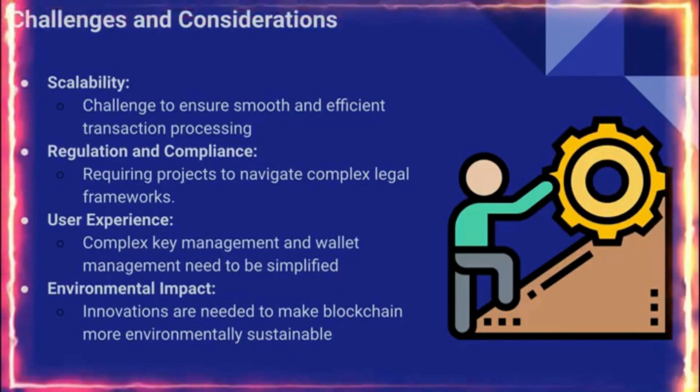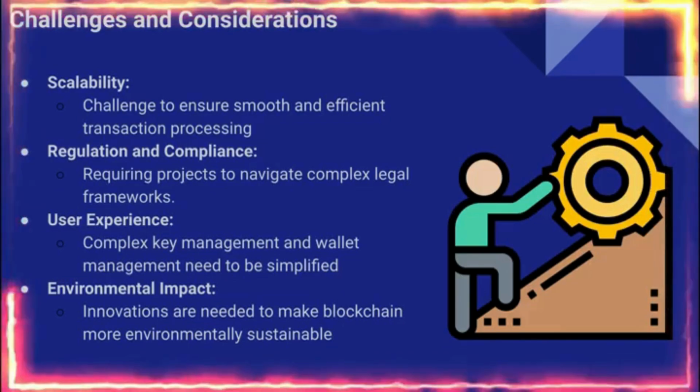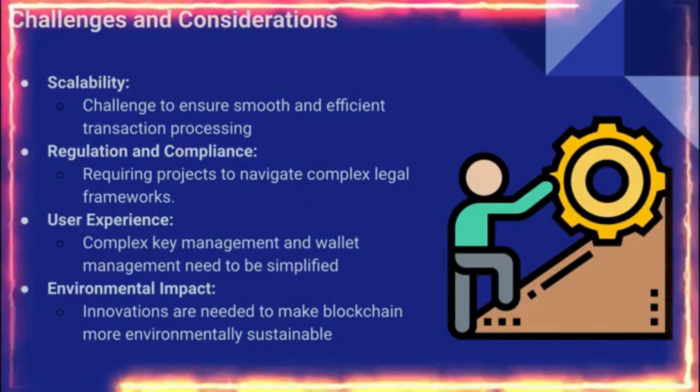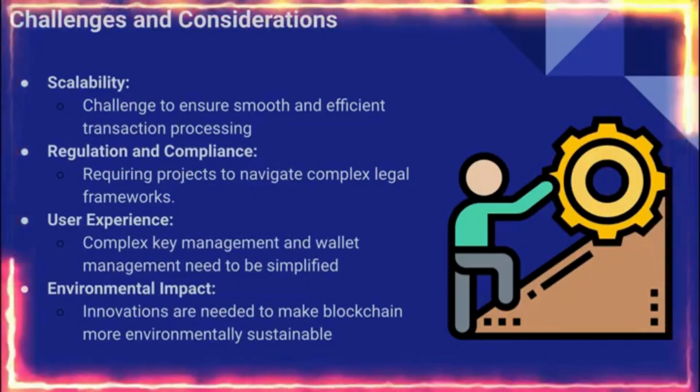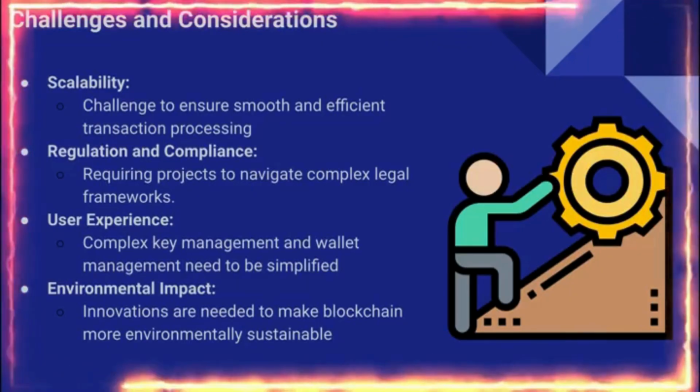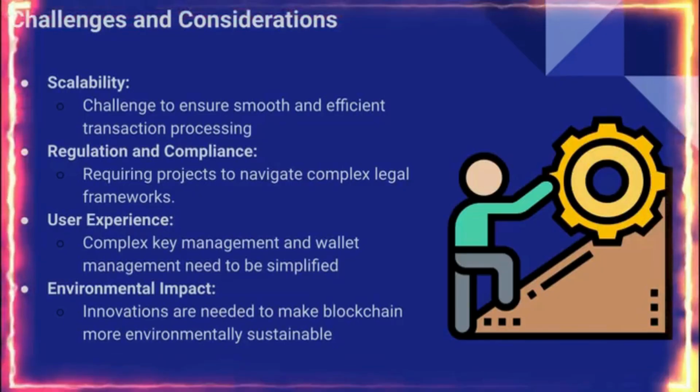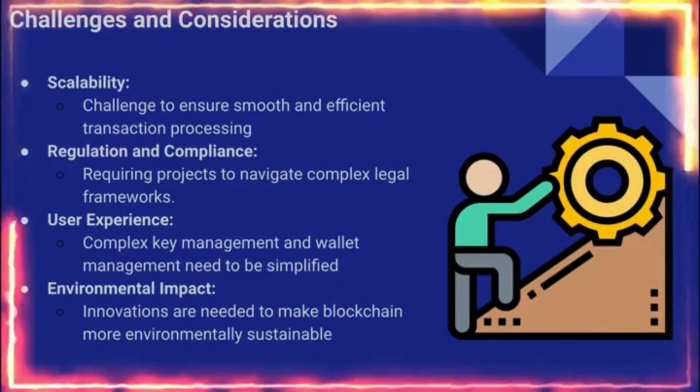Smart contracts and automation. The use of smart contracts can automate processes and reduce reliance on intermediaries. This can lead to streamlined operations but raises questions around accountability when things go wrong due to vulnerabilities.